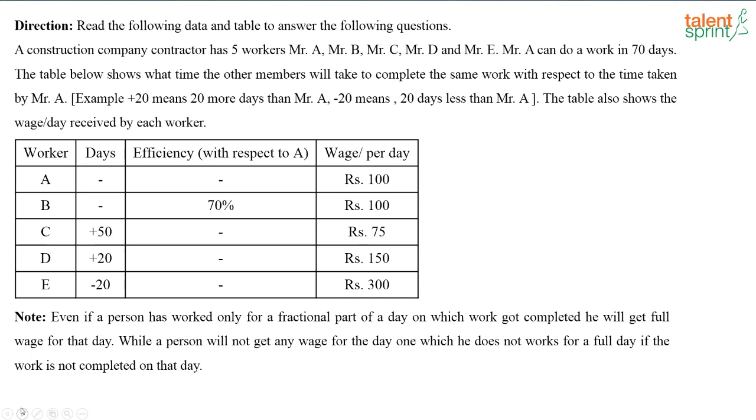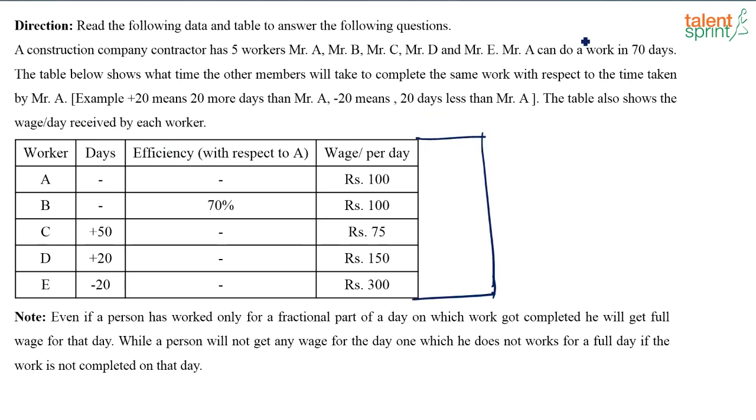What is given here? A construction company contractor has 5 workers, A, B, C, D and E. Mr. A can do a work in 70 days. The table below shows what time the other members will take to complete the same work with respect to the time taken by Mr. A. Plus 20 means 20 days more than A, minus 20 means 20 days less than A. The table shows the wage received by each worker.